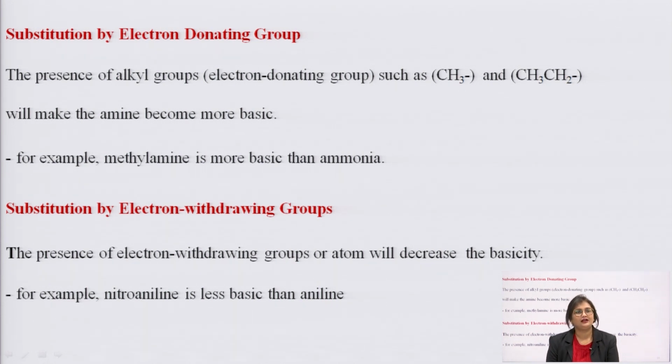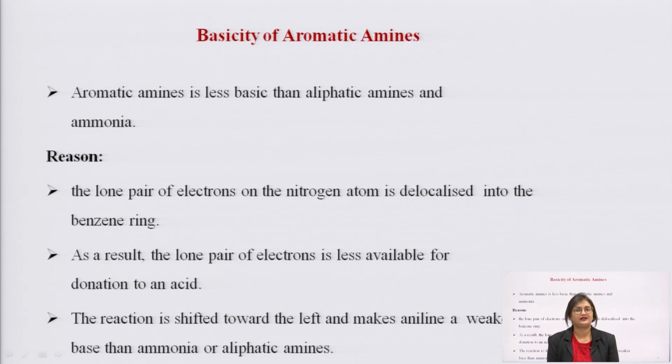Other factor is electron withdrawing groups. What happens if the amine is substituted by an electron withdrawing group? Well, the presence of an electron withdrawing group will decrease the basicity. For example, nitroaniline is less basic than aniline. Next, talking about basicity of aromatic amines. Aromatic amine is less basic than aliphatic amines and ammonia. Why? Because the lone pair of electrons on the nitrogen atom is delocalized into the benzene ring. As a result, the lone pair of electrons is less available for donation to an acid.